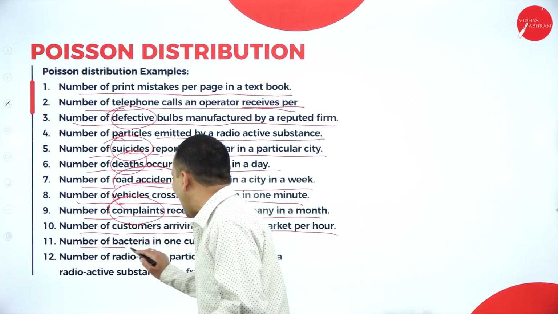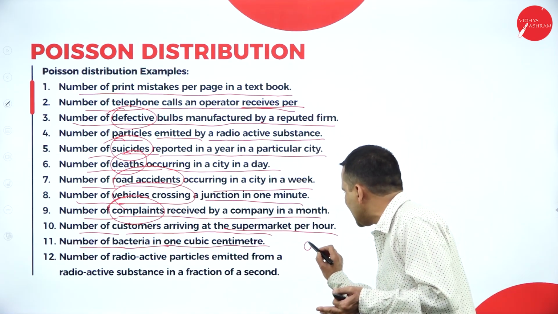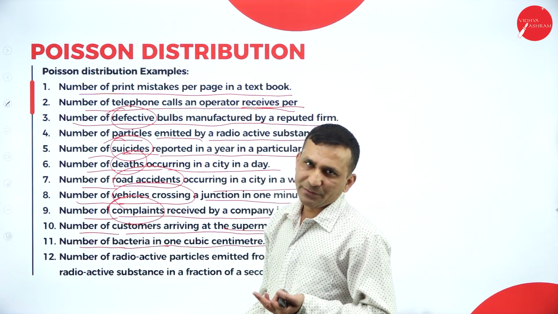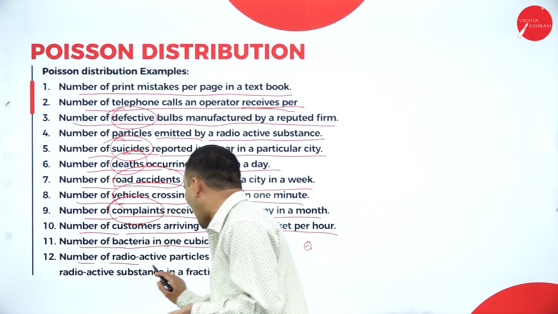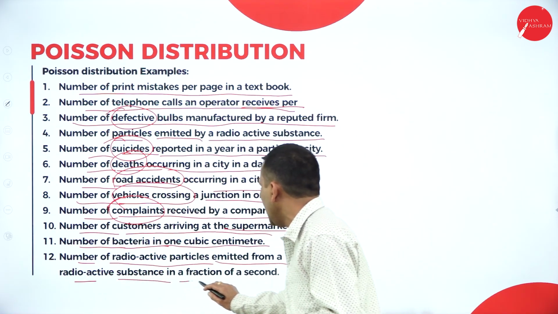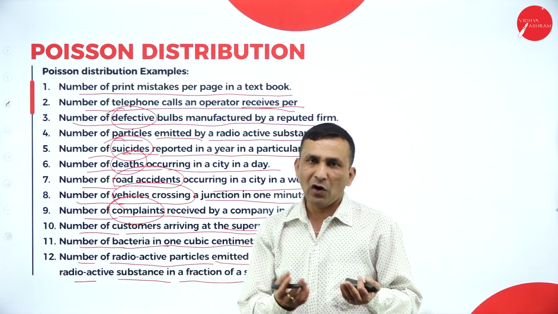The number of bacteria in 1 cubic centimeter is related to the Poisson distribution. And the number of radioactive particles emitted from a radioactive substance in a fraction of a second or minutes is also related to the Poisson distribution.